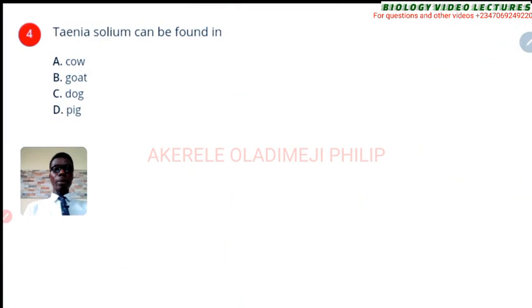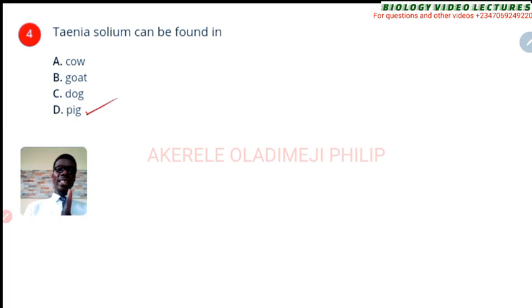Taenia solium can be found in. Taenia solium is a type of tapeworm which is found in pigs. Taenia saginata is found in cow, or let's say cattle. So don't forget that. Taenia solium is found in pig. Taenia saginata is found in cow.